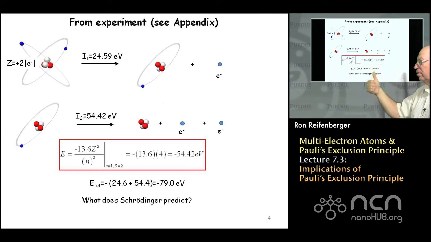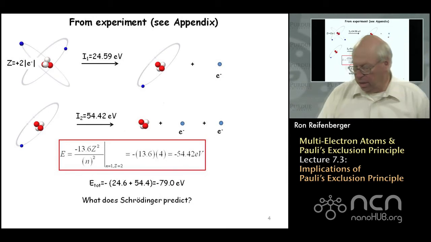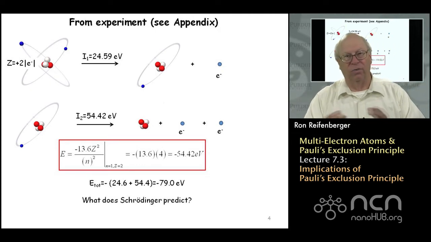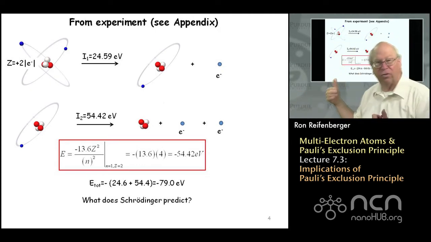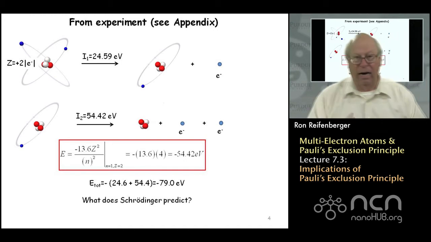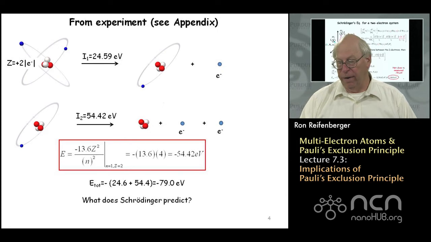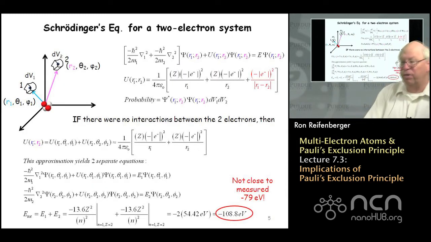You can do the arithmetic, okay? So it takes 79 electron volts to completely ionize the helium atom. So the question becomes, what does Schrödinger predict? Because Schrödinger predicts the energy levels for these various electrons. How closely does Schrödinger's model fit the experiment? So I try to work through that in this slide.